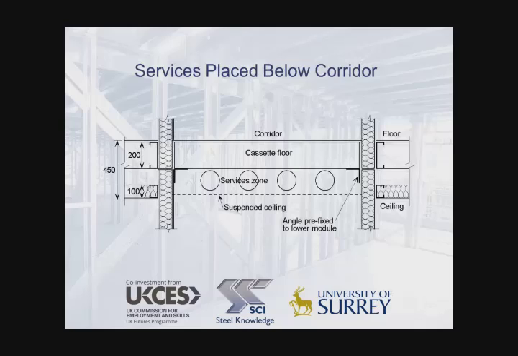Generally, services are placed below the corridor, and normally the cassette floor of the corridor is placed as a two-dimensional panel, and for reasons of installation it's generally attached to the module beneath, as you can see here by angles. So the combined depth of the floor and ceiling of two modules is around about 450 millimeters, and this gives space for about 300 millimeter zone of servicing below the cassette floor.